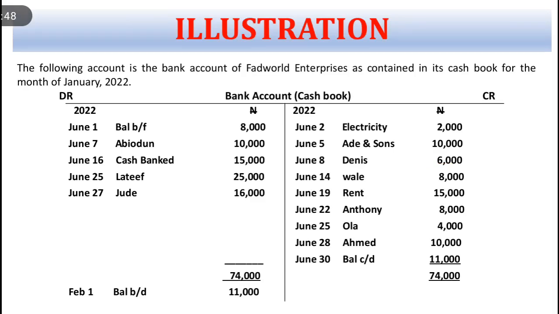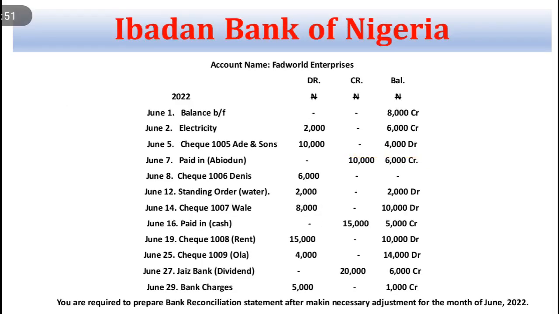In the next video, I will be taking an illustration on Fado Enterprises cash book, which showed a debit balance of 11,000 naira, but upon presenting the bank statement it showed a balance of 1,000 naira. From 11,000 naira to 1,000 naira, a whole 10,000 naira disappeared. So what are the causes of this disagreement? How are we going to treat this? These are the things I will be discussing in the next video.